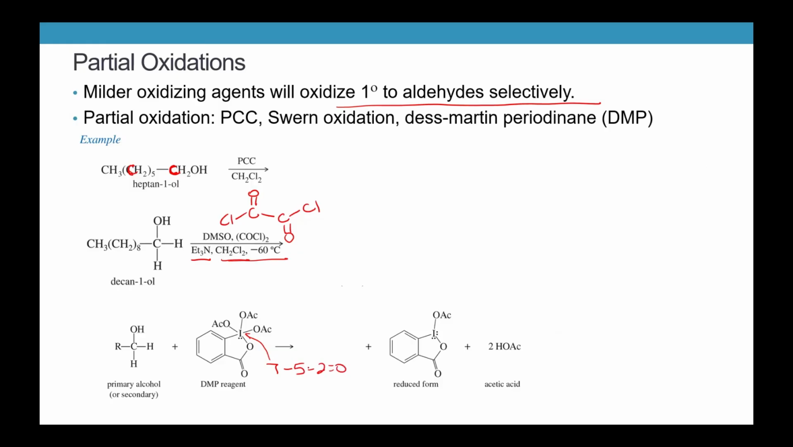So it's actually still neutral, but it's hypervalent, and hypervalent iodine is an oxidizing agent, but it's mild. So it will allow us to oxidize just primary alcohols to aldehydes without having to use pyridinium chlorochromate or without having to use the Swern oxidation, which requires low temperatures. Okay, so let's look at the products here.